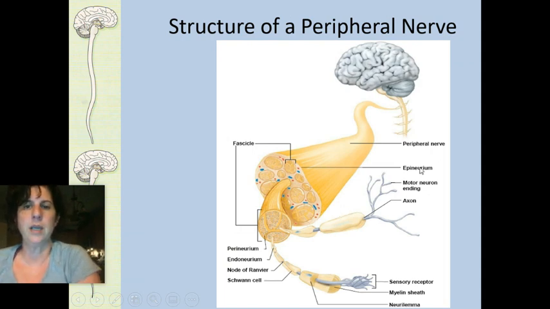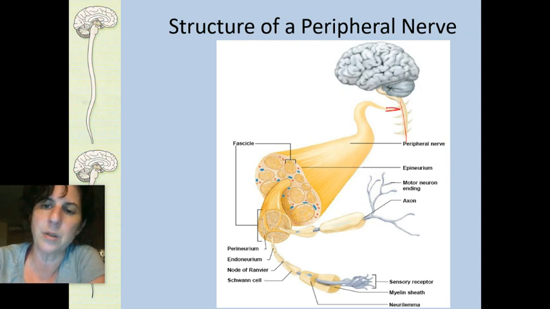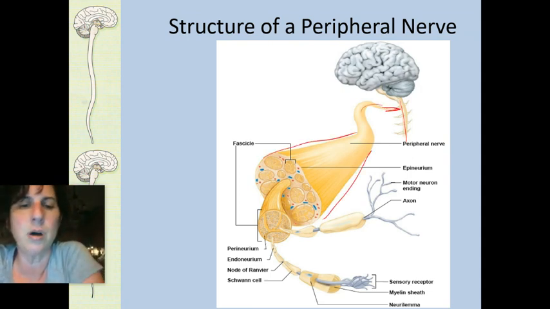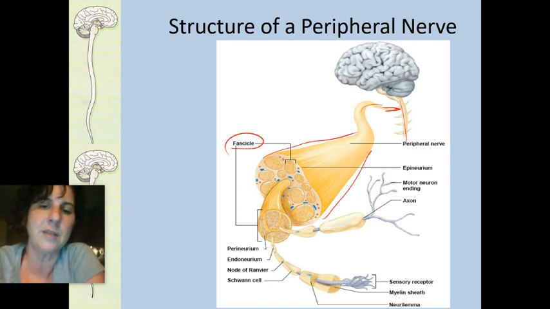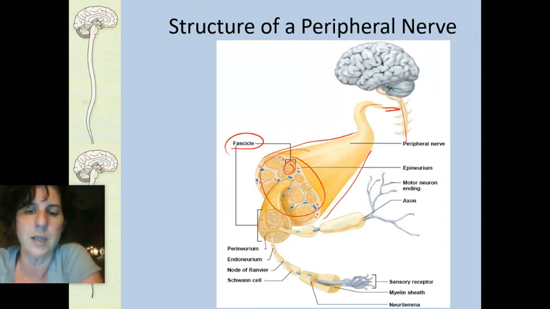All right, looking at a peripheral nerve. So there's our brain, here's our spinal cord, here's one of the nerves coming off. This looks a lot like what you saw with the muscles. It's a bundle. Remember how we had the muscles in smaller and smaller sections? You've got the same thing going on in here, even the same name. I have a bundle of nerves within a big bundle, and that's called a fascicle.